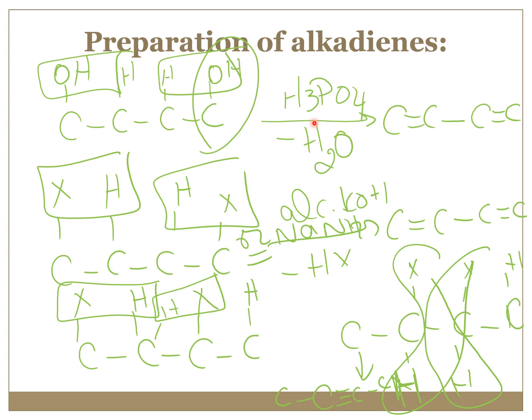You have to place the groups that you will remove, whether the OH or the halogen, on the terminal carbons of the 4 carbons that you're going to use to produce the alkadiene. If you are removing a molecule of water, you will use phosphoric acid. If you are removing a hydrogen halide molecule, you will use a base, which is the alcoholic potassium hydroxide or the sodamide.